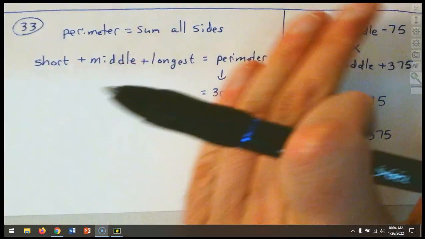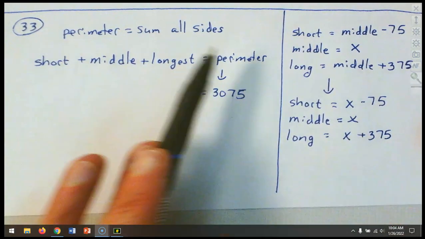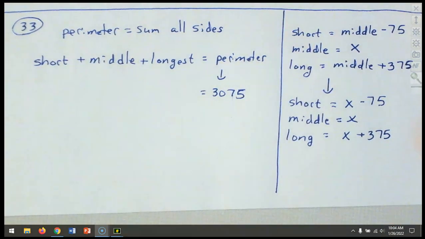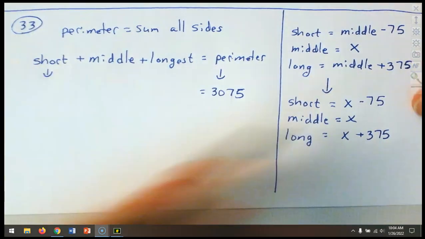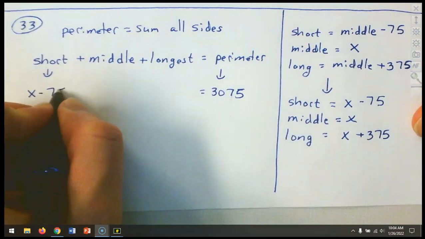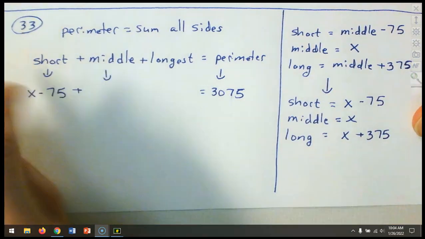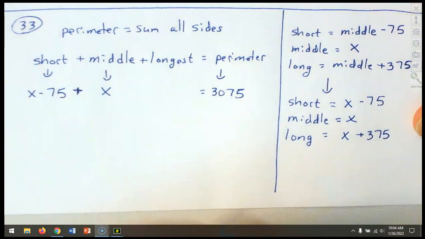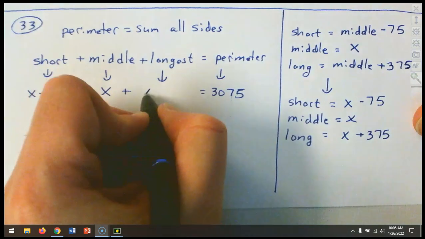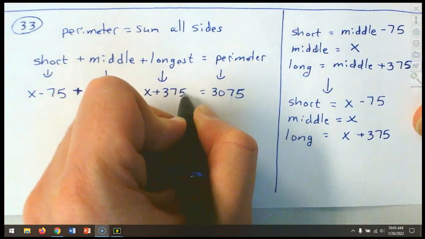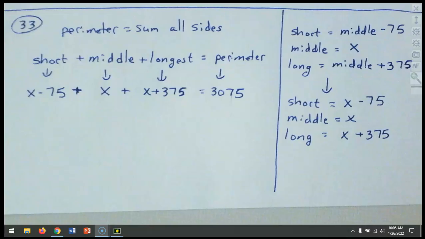So again, I like to split my paper in half, and this is my work over here, and this is my equations and solving over here on the left. So now that we've done that, we can fill it in on the left. So what do we know? We know the short side is going to be x minus 75. We know the middle side is unknown, so that's x. And we know our longest side, well, that's x plus 375, isn't it? Now we have it. Now we can solve it. We can find x, and then we can make sure that we answer the question completely.